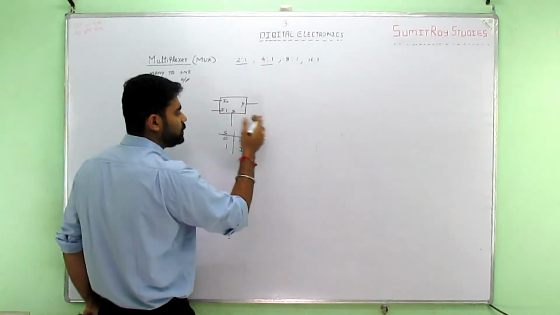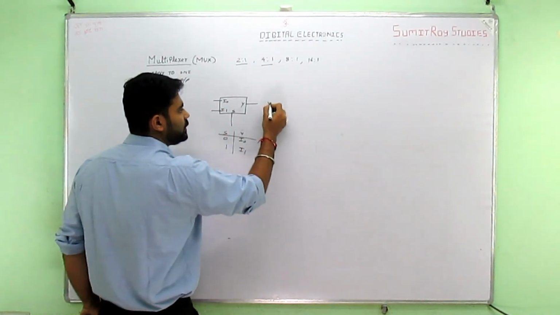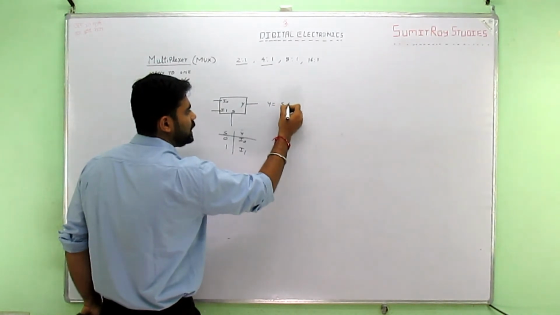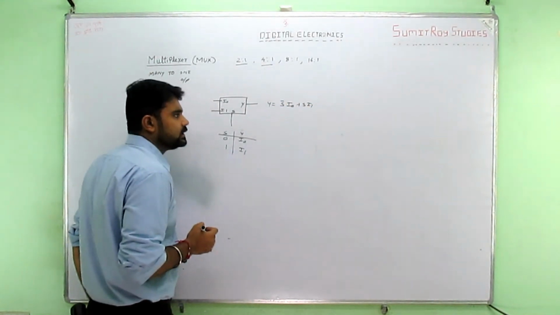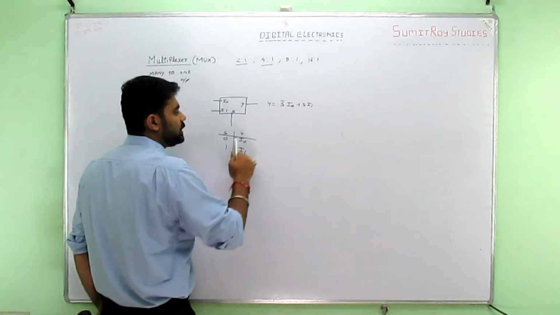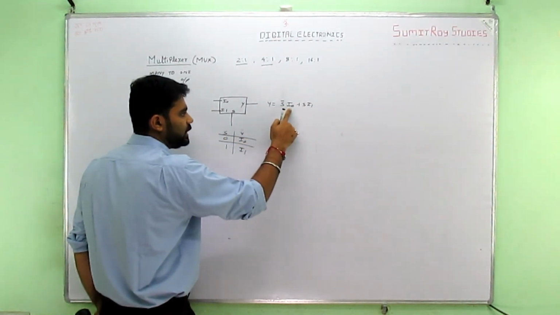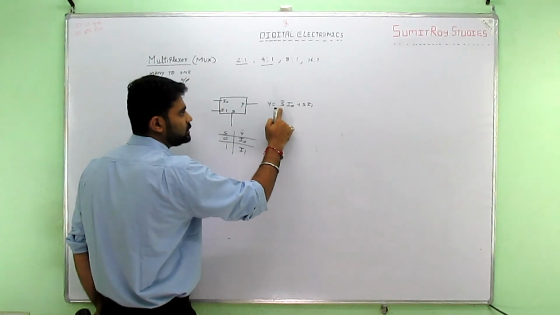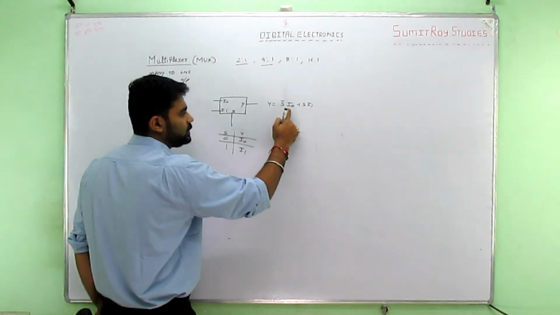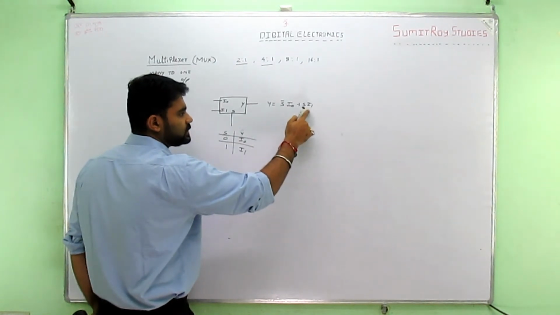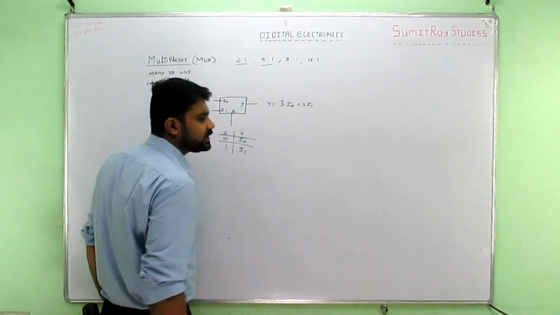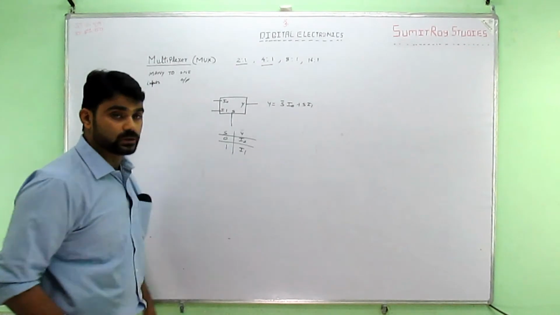So based on this behavior, I can write the output with this logic. Y can be written as S bar I0 plus S I1. That is, for S equal to 0, only I0 will stay: 0 bar is 1, that is 1 dot I0 plus 0, that is I0. And for 1, this will vanish and this will stay, that is I1. So this is the Boolean expression that can be derived from the logic.